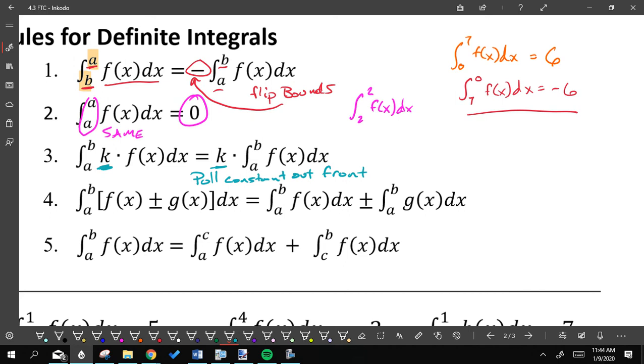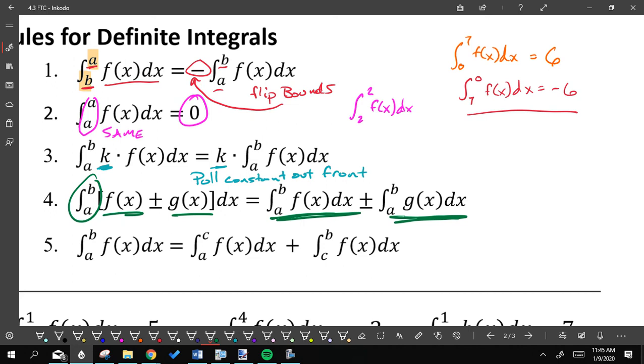Number 4 is just kind of a common sense one. If you take 2 things and you add them together inside the integral, you can split them into 2 separate integrals. I don't need to talk about that much. A lot of these will be kind of common sense here in a second. I'm explaining them now, but here in a second you'll be able to do all of them. And then the last one is a little bit more common sense as well.